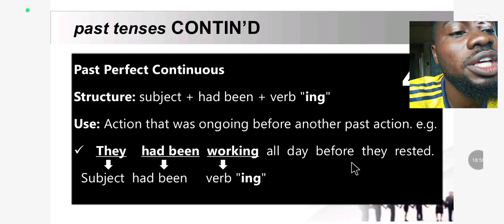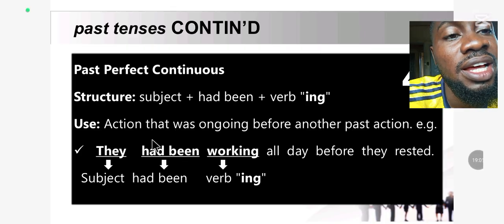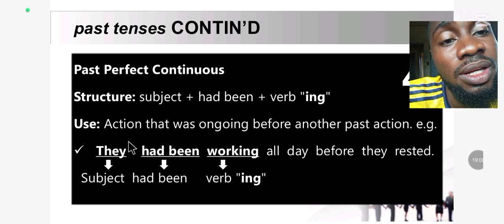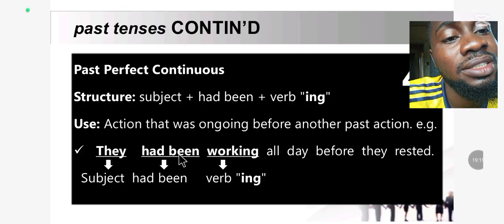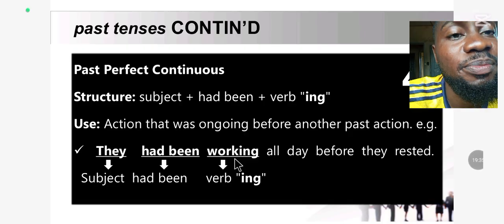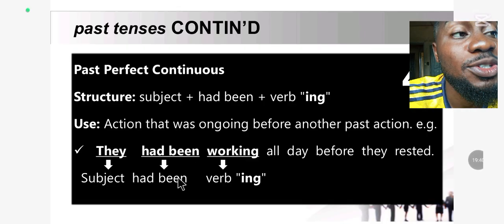They had been walking all day before they rested. Let's quickly look at whether it aligns with the structure of past perfect continuous tense. Does it have a subject? Yes, they is the subject. Does it have had been? Yes, it has had been. Does it have a verb ending in ing? Yes, walking is the verb ending in ing. Had been walking is a past perfect continuous tense.